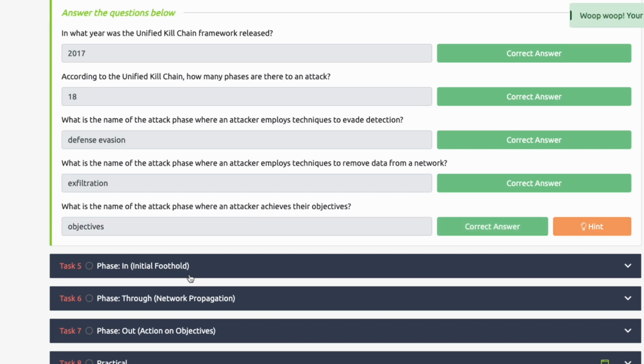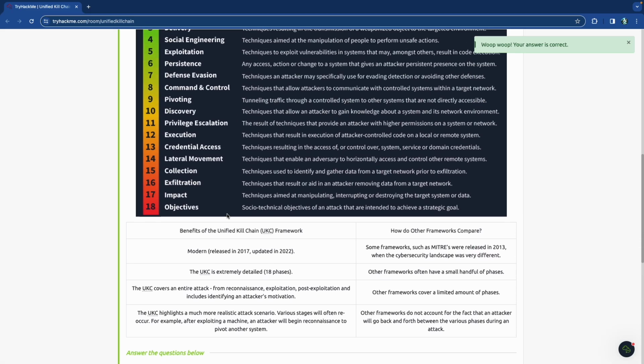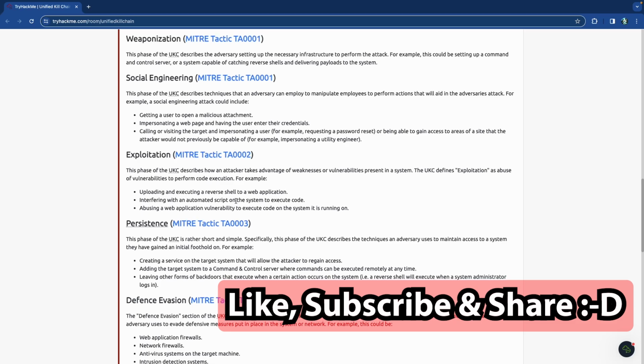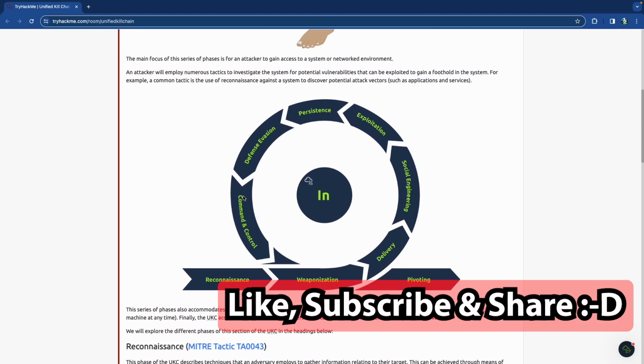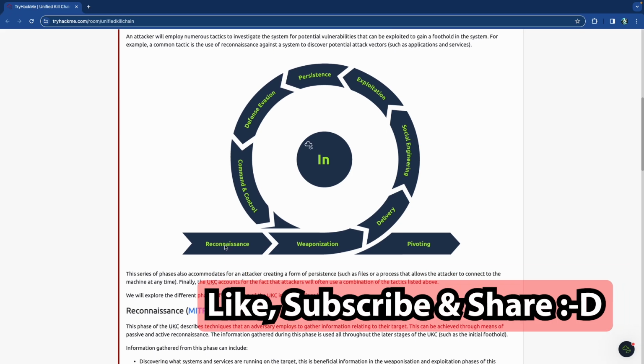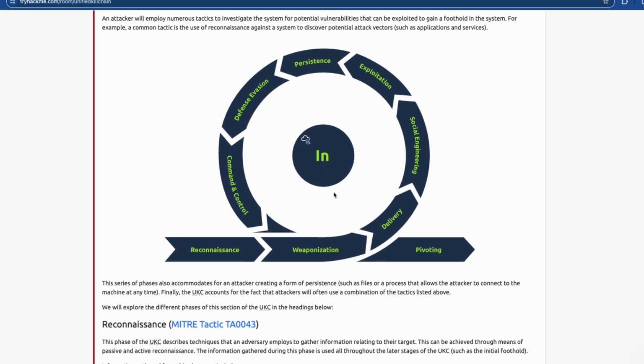There we go. All right, so let's start from the first section of these things, which is the initial foothold phase. Let's look at this a little bit. It starts with recon, weaponization, delivery, social engineering, exploitation, persistence, evasion, command and control, and then pivoting. That's your foot in the door.